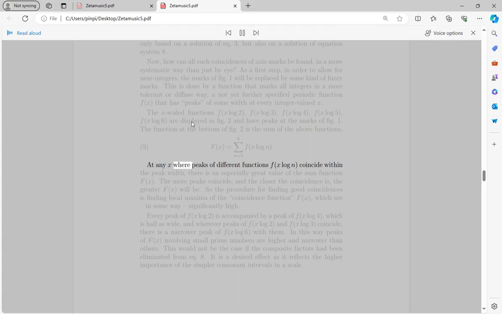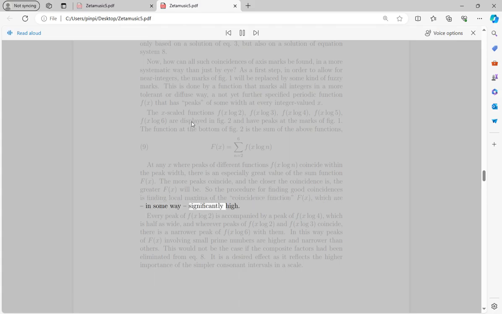At any x where peaks of different functions f(x log n) coincide within the peak width, there is an especially great value of the sum function f(x). The more peaks coincide, and the closer the coincidence is, the greater f(x) will be. So the procedure for finding good coincidences is finding local maxima of the coincidence function f(x), which are, in some way, significantly high.